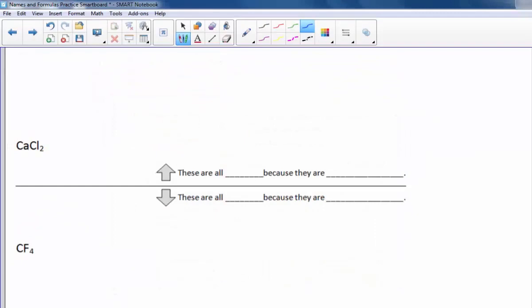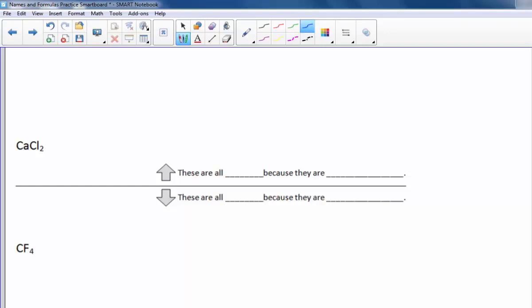Now first up, you should see a line that divides your page into two parts. It might feel strange to start in the middle of the page, but there's a reason for it. Every time you see one of these problems, the first thing you have to do is determine if you use the rules for ionic substances or for covalent substances.